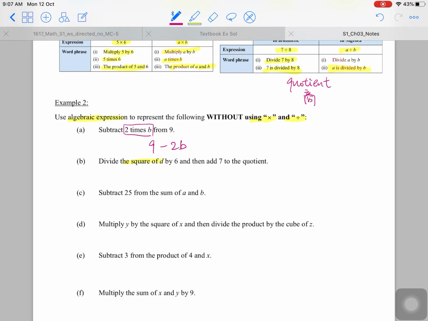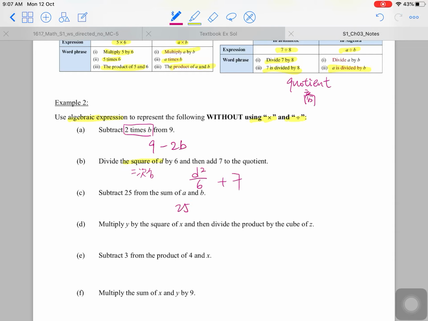Okay, the second one, part b. The square of d. 自己寫得啦，square 係解2次方啊。自己寫得2次方。So should be d squared divided by 6. Okay, because we want to skip the multiplication sign, so we try to use the fraction 寫成一個分數啦。And then add 7 to the quotient. Okay，加個7去俾佢啦。個 quotient 係講緊呢一個啊。The quotient 係個雙。Okay, so that is part B.